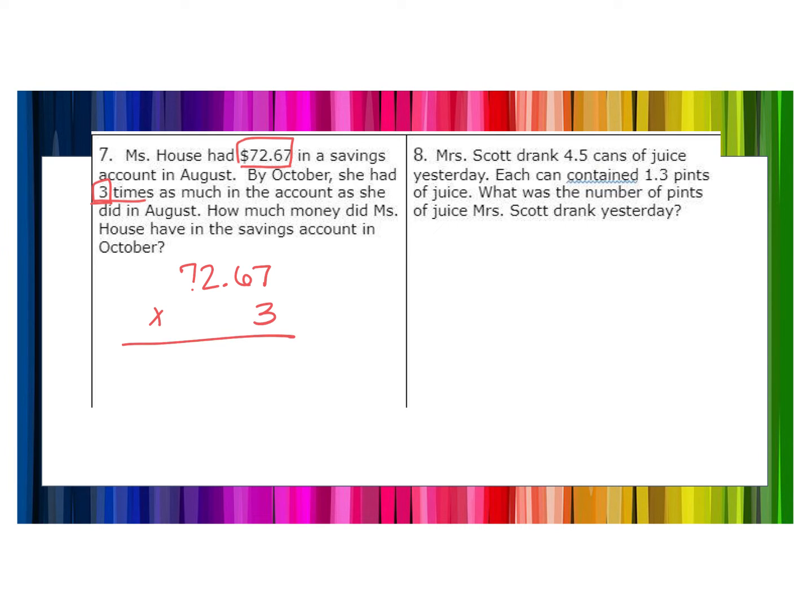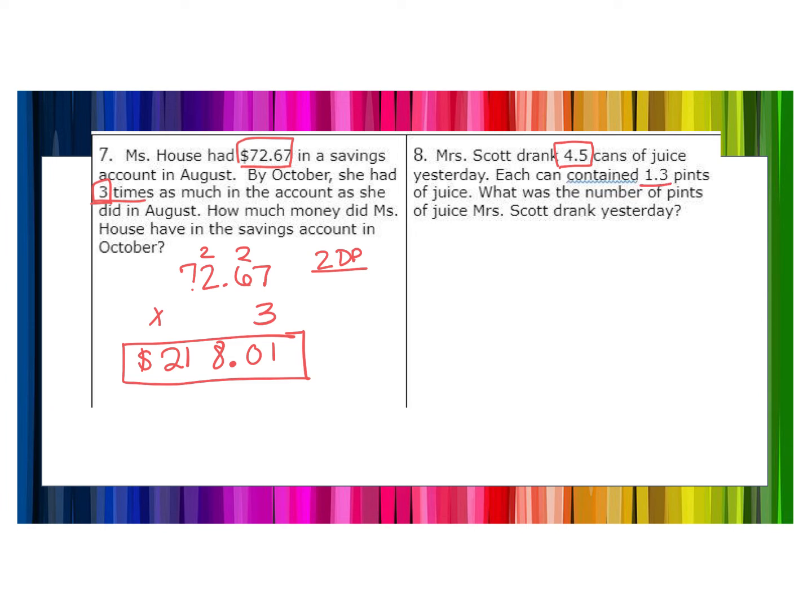3 times 7 is 21, put my 1, carry my 2. 3 times 6 is 18, plus 2 is 20, carry my 2. 3 times 2 is 6, plus 2 is 8. 3 times 7 is 21. And I have 2 decimal places. Should have done that first. So I should have $218.01.